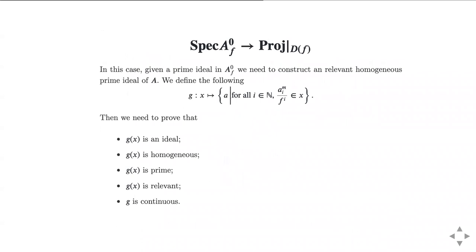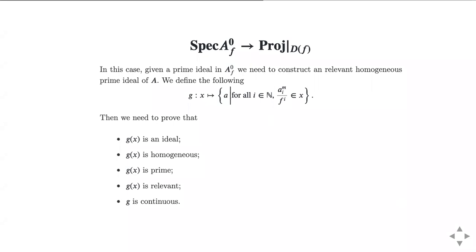Now we construct the backward direction. So in this case, we will be having a prime ideal X in the degree zero ring. Then we need to be constructing a relevant homogeneous prime ideal of the original ring A. So we can define that the ideal GX consists of the elements A such that, with Ai the ith coordinate of A, the ith coordinate of A to the power of n divided by f to the power of i is always in X.